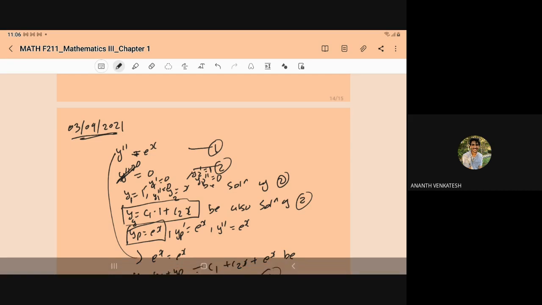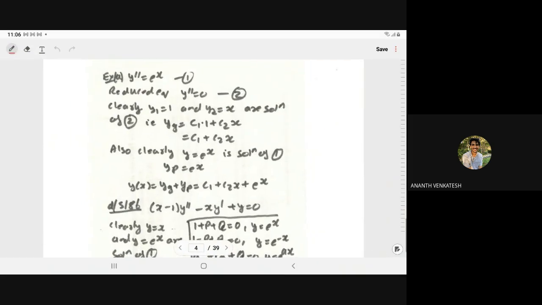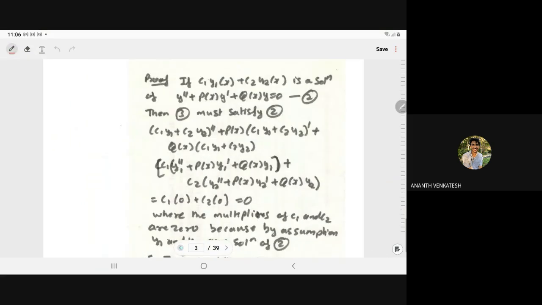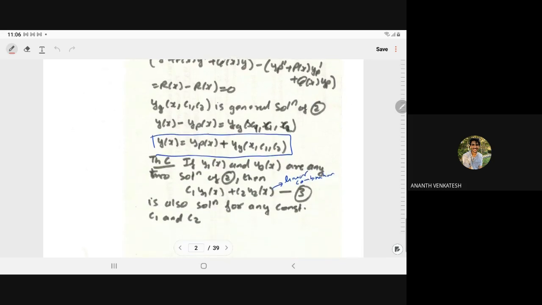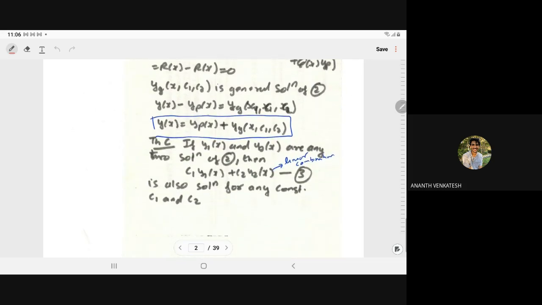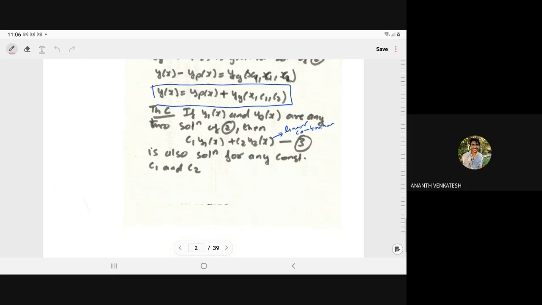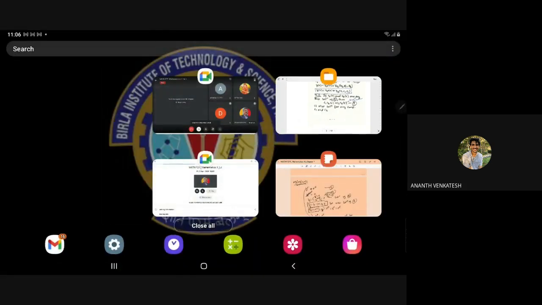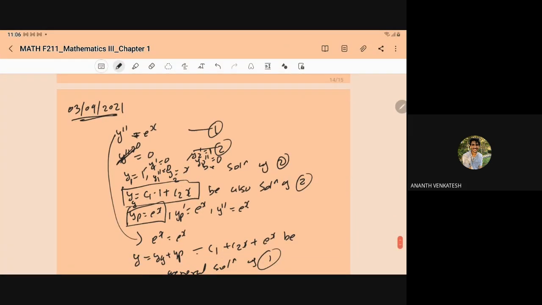By the theorem C, if y1, y2 are any two solutions of reduced equation 2, then c1 y1 plus c2 y2 is also a solution for any constants c1 and c2. So that's what we have used here. So c1 into 1 plus c2 into x is also a solution of the reduced equation 2.